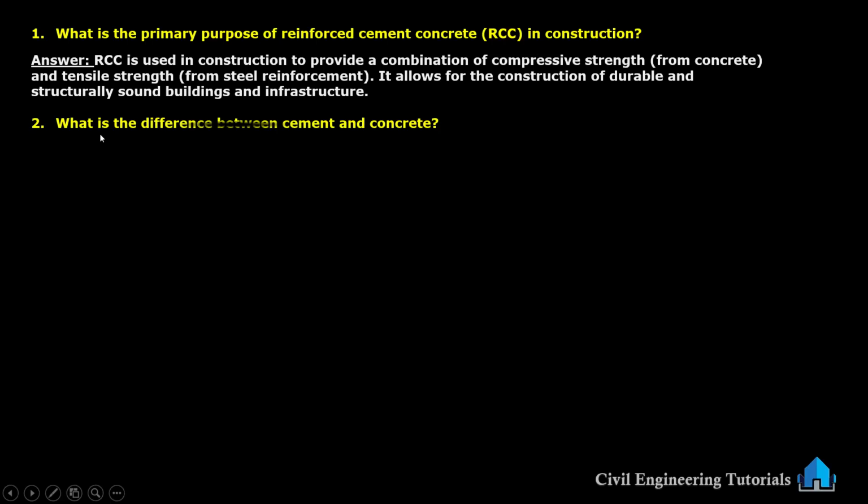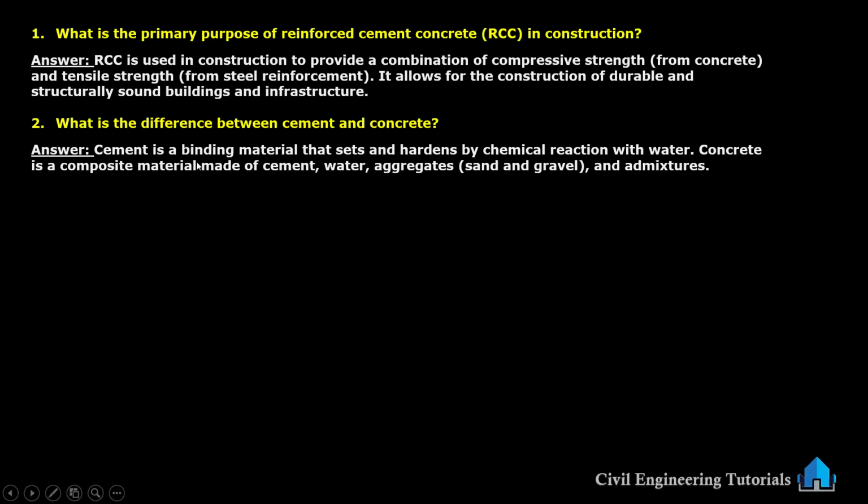Next, what is the difference between cement and concrete? Cement is a binding material that sets and hardens by chemical reaction with water. Concrete is a composite material made of cement, water, aggregate. Aggregates are sand and gravel. So, cement is a binding material which hardens by chemical reaction with water, and concrete is a composite material which is created by cement, water, aggregates and admixtures.